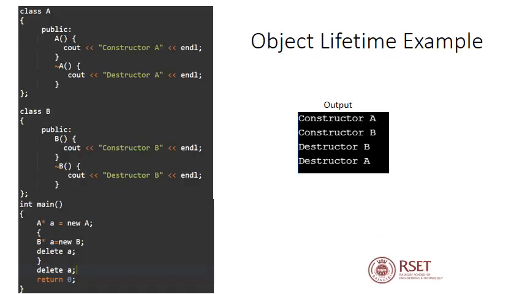Now we'll sum up everything that we learned about object lifetime using an example C++ program. Here we have 2 classes, class A and class B. Class A has a constructor and a destructor. The constructor simply prints constructor A, the destructor prints destructor A. Similarly for class B. Now the function of a constructor is that whenever we create an object of that particular class, all the instance variables can be initialized within the constructor itself. But here in this case, it's simply printing a statement.